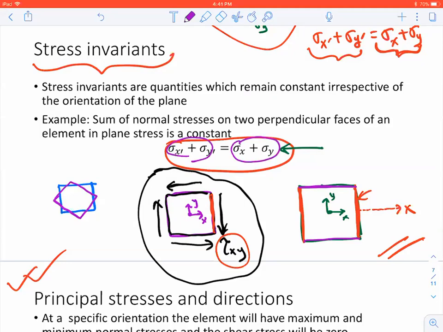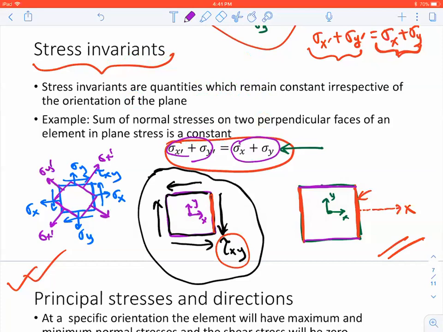Like for this blue stress element, say this is your sigma x, say this is your sigma y, and say these are your shear stresses, tau xy. And for the purple one, say this is your sigma x prime, this is your sigma y prime, and this is your shear stress, tau x prime y prime. See the shear stress like this.